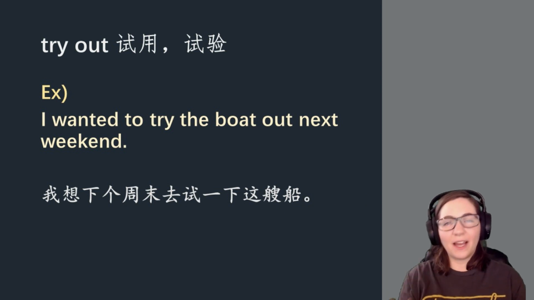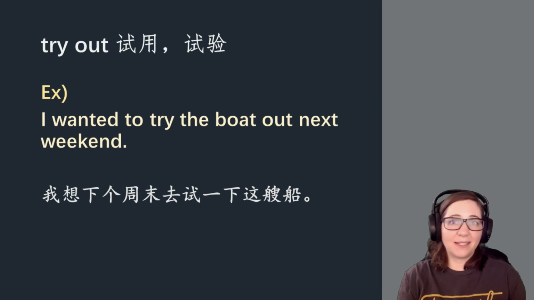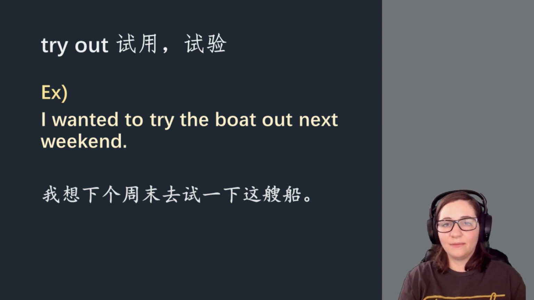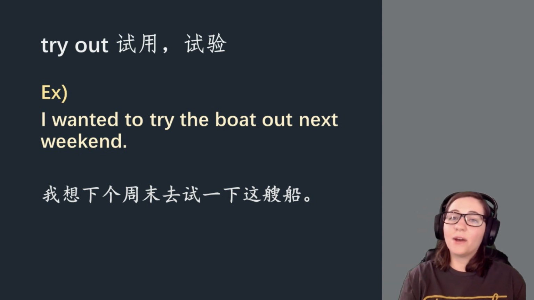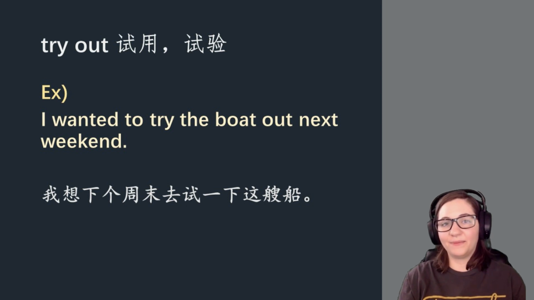This one is try out. And try out is just another word for testing something. So, for example, I wanted to try out the boat next weekend.